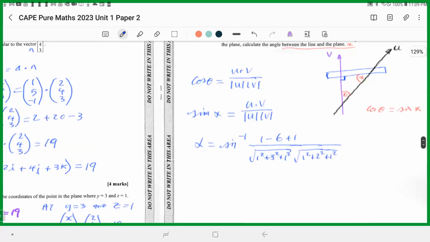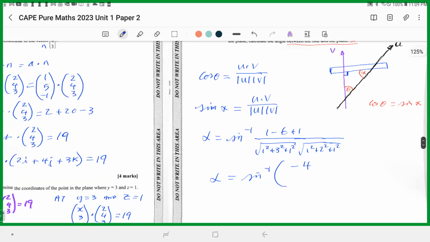I'll just write this to completion now. Alpha is sine to the minus 1 of this up here, which becomes negative 4. I don't like the fact that we're getting a negative over. This now becomes 9 and 2, which is 11. So we get the square root of 11. And then this becomes 4, 1 and 1, square root of 6. So this is really the square root of 66. That's what we're getting.